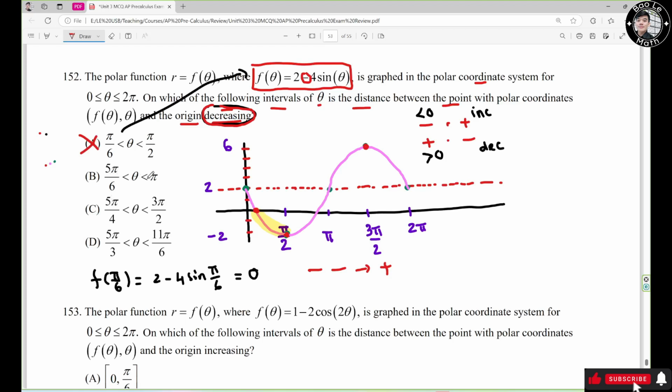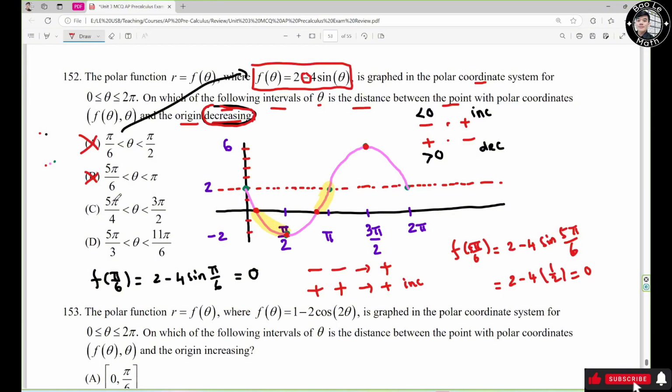Next one, 5 pi over 6 to pi. Again, we need to calculate f of 5 pi over 6. It's 2 minus 4 sine of 5 pi over 6, and sine is 1/2 again. So this is still 0, so theta equals 5 pi over 6 is a 0 of the function. It should be right here. Now the interval is from here to here. This interval is above the axis, so it's positive, and this interval is increasing, so it's another positive. Positive times positive is positive, which means the distance is increasing, but we need the distance decreasing. So the answer choice B is wrong.